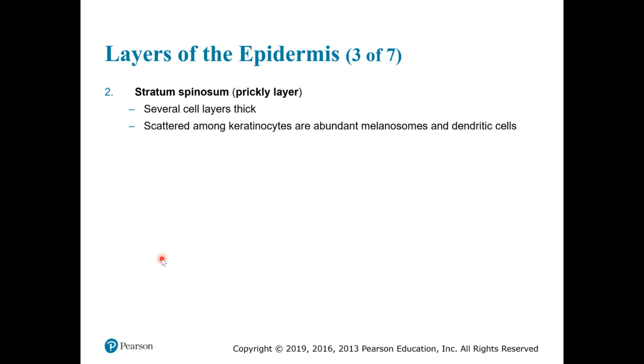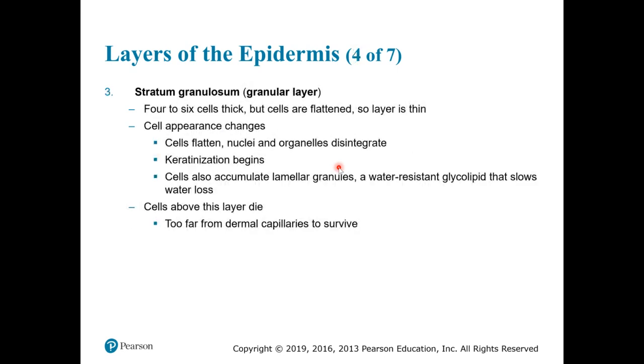Then we get the stratum spinosum. It gets its name because the cells start looking a little spiny, prickly like a cactus. It's a couple layers thick, and this is where the cells are still alive, and so the DNA is being protected by the melanosomes. The dendritic cells are wandering around in here, the Langerhans cells on patrol. And we have a picture of this in a moment.